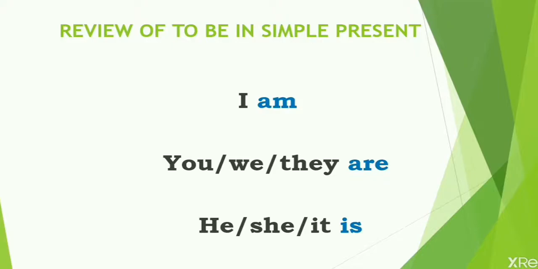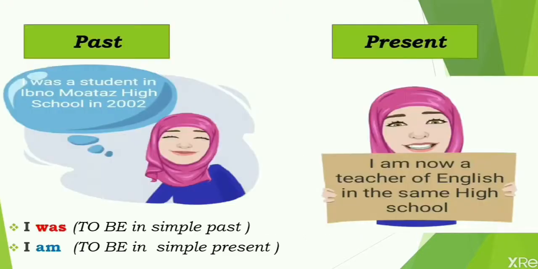I am a teacher. But in 2002, I was a student in Ibn Mu'taz high school. This was in the past. But now, in the present, I am a teacher of English in the same high school. I'm lucky. So, I was is to be in simple past. I am is to be in simple present.